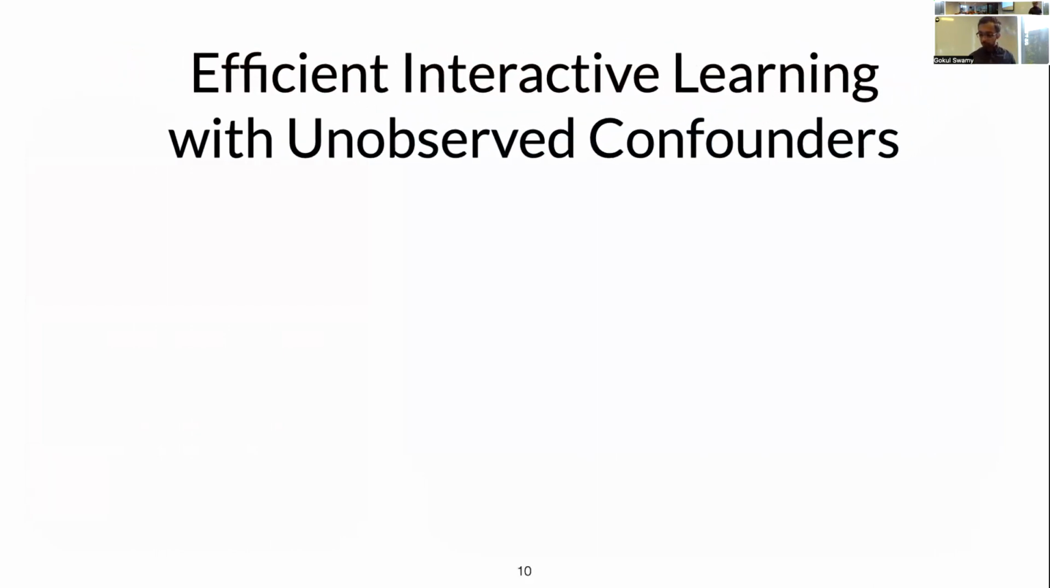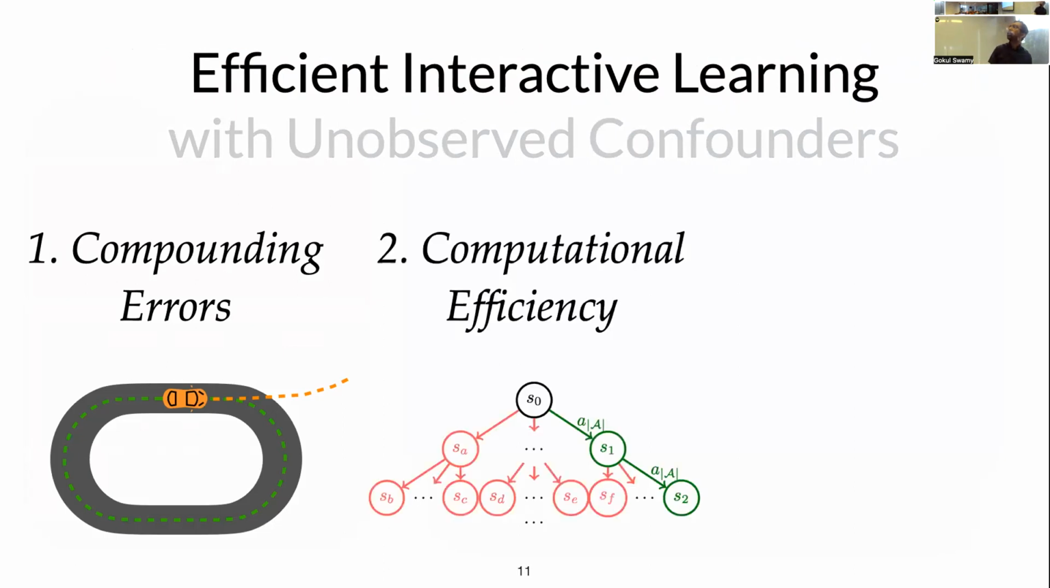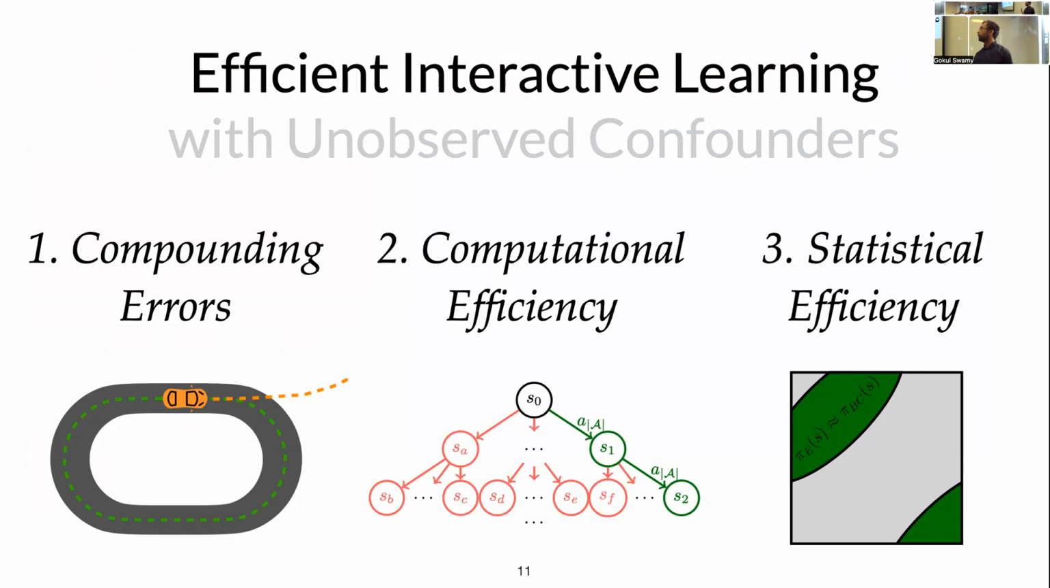The first part of my prior work is going to be about how we can do this interactive learning as efficiently as possible. I'm going to first talk about compounding errors. And here it's really about how we can make sure our cars don't go off the rails. Next, I'm going to talk about computational efficiency. We're just going to focus on how we can minimize the number of learner-environment interactions. And then third, I'm going to talk about statistical efficiency, which is how we can squeeze the most out of a finite set of expert demonstrations. Let's start off with compounding errors.